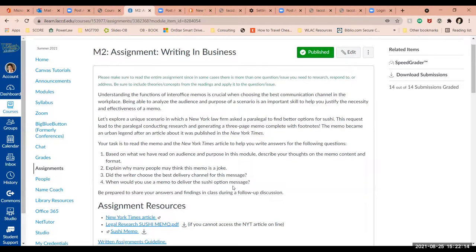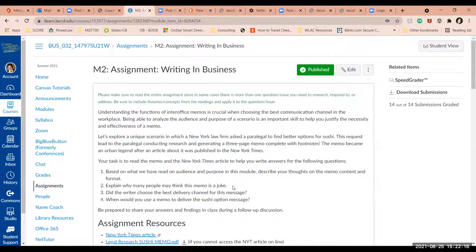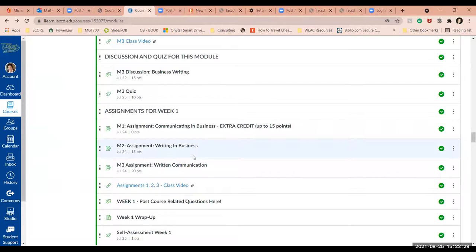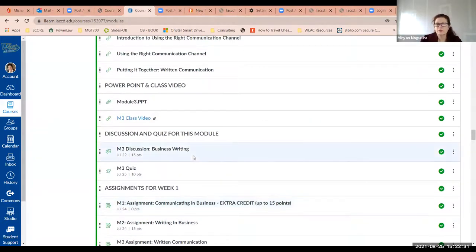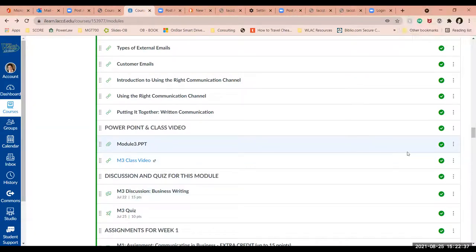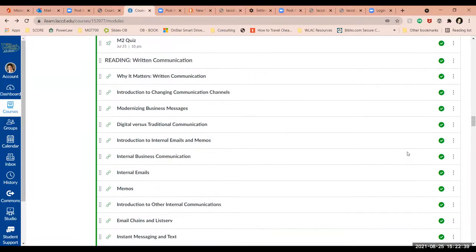Hi, quick question. I noticed as you're scrolling down on the right side, there are little green circles, which I recall indicates that you set that as a requirement that the student has to view the page or submit something. Is that right? In this particular view, the green little button means it has been published. Oh, okay. Has been published. Now I know what you're talking about.